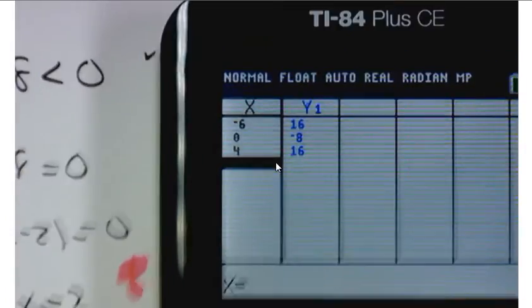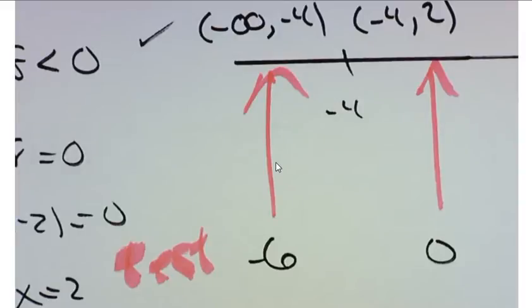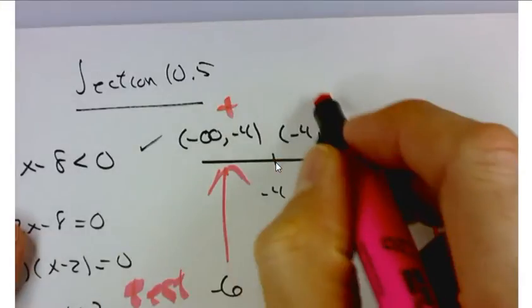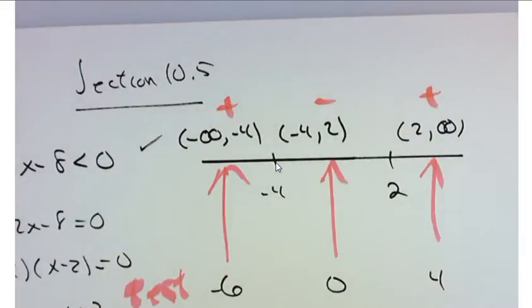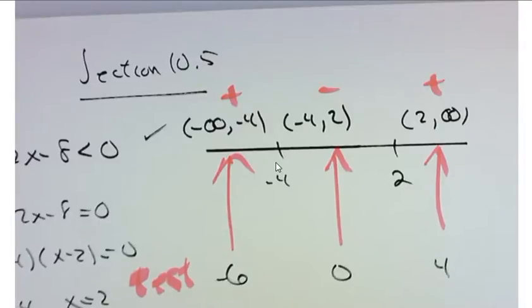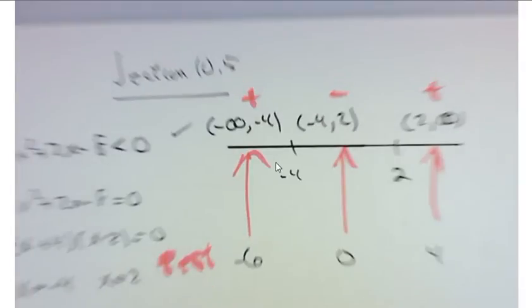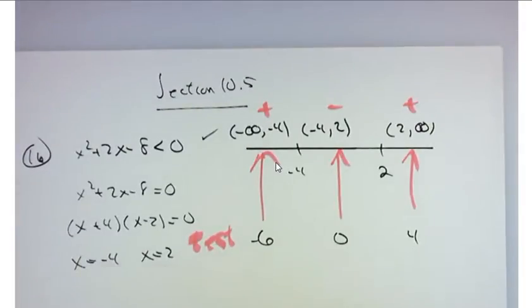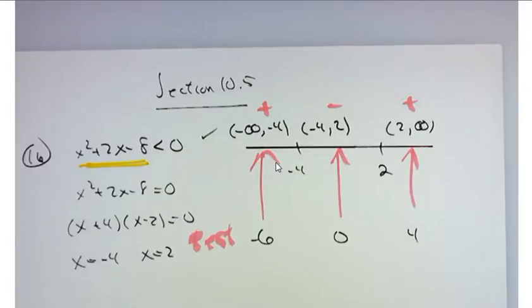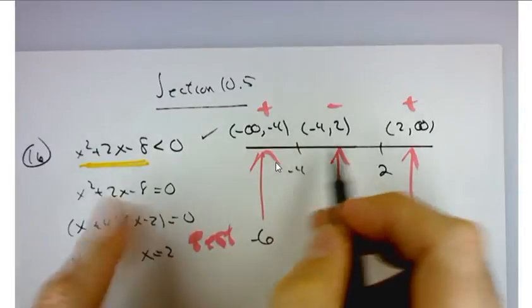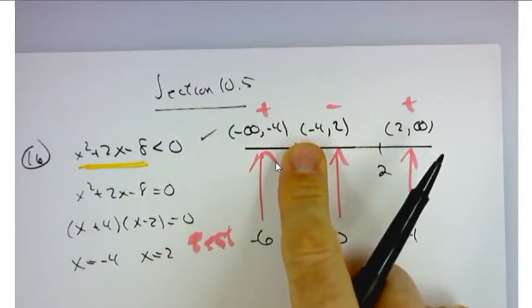So let's write that down in terms of our intervals. Positive, negative, positive. And now we need to decide which one of these intervals satisfies the inequality. So here's your inequality. Do I want the positive interval or do I want the negative interval? The negative interval. Yeah, I want this one. So I want -4 to 2. Do I have to include the endpoints? Should I have a bracket or parenthesis around this?